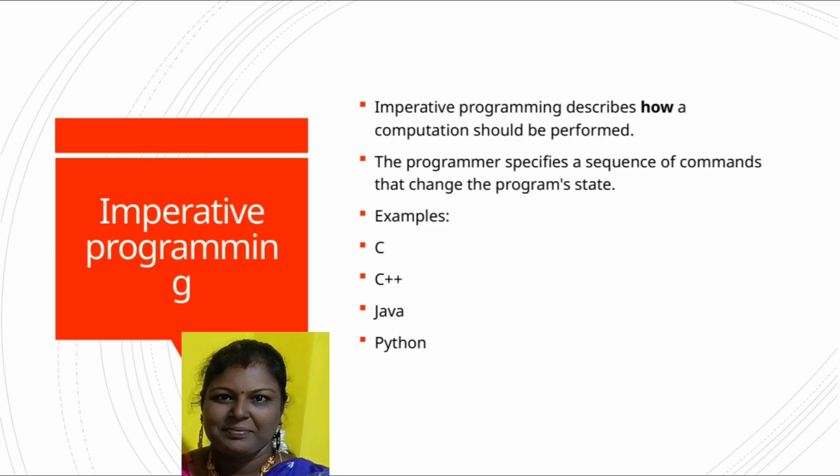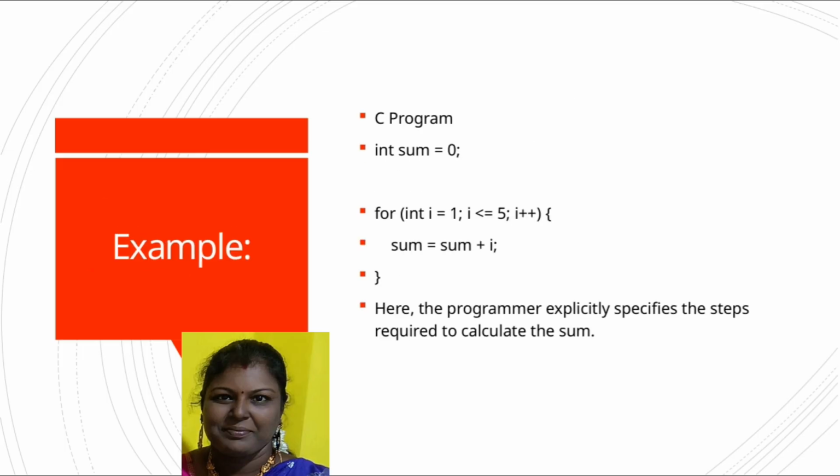Here, we see a simple C program that calculates the sum of numbers from 1 to 5. The programmer sets up a variable called sum, starting at 0. Then, a for loop runs 5 times, adding each number to sum one by one. This approach shows us how the programmer explicitly tells the computer each step, from initializing the variable to incrementing the counter and updating the total. It's a clear example of step-by-step instructions in code.